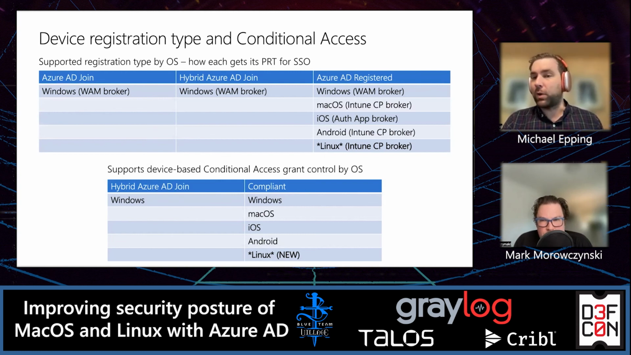So just like on Mac, where Intune Company Portal is the broker, we're building an Intune Company Portal app for Linux that will be able to have a PRT and act as a broker for other applications that want to get access tokens. This will also make it so that we can support device-based conditional access controls on Linux. So you can start to move eventually from those location-based or risk-based controls for Linux to the device-centric zero trust policies that we're using on other OSs.